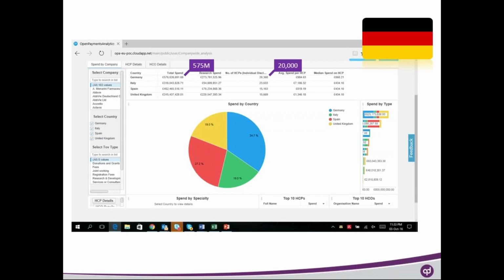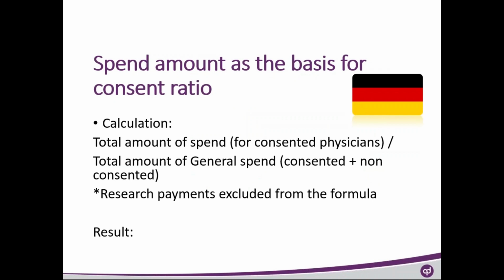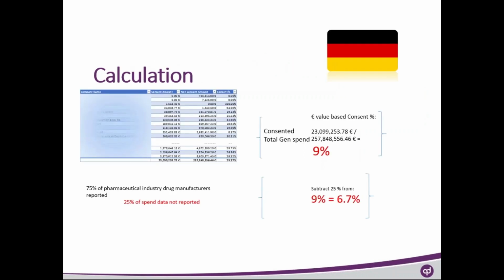That said, let's look closer now at the country level as we apply the transfer of value spend criteria and what that begins to tell us. So I'm just calling out the calculation. The calculation would be total amount of spend for consented physicians divided by total amount of general spend for consented and non-consented physicians, and we excluded the research payments from this formula for obvious reasons. So that said, here is the result.